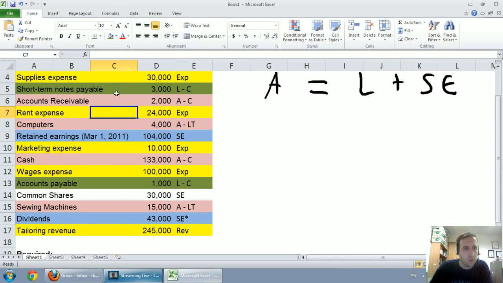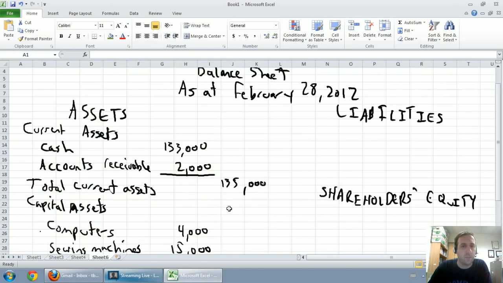We've got short-term notes payable, and we've got accounts payable. A bit of guesswork here. Generally speaking, accounts payable comes first. If we have any like bank demand loans, they might come even before that. But accounts payable is often going to be the first current liability. Then we'll go with short-term notes payable. Again, order matters, and that's order of liquidity.